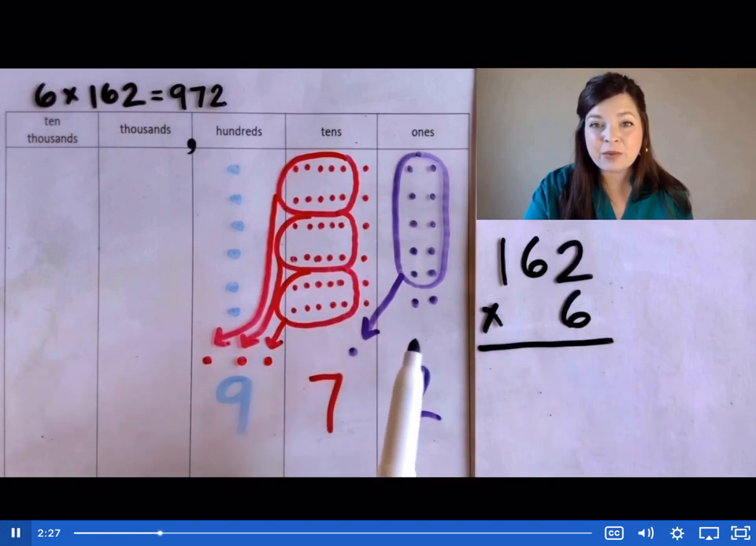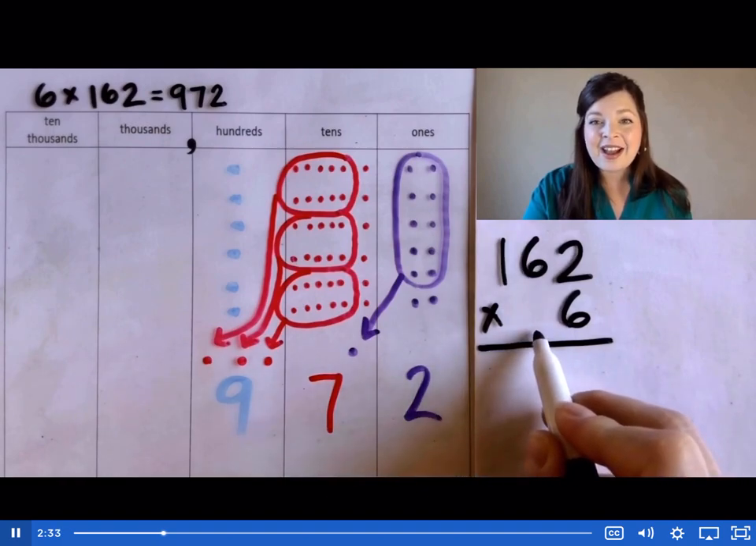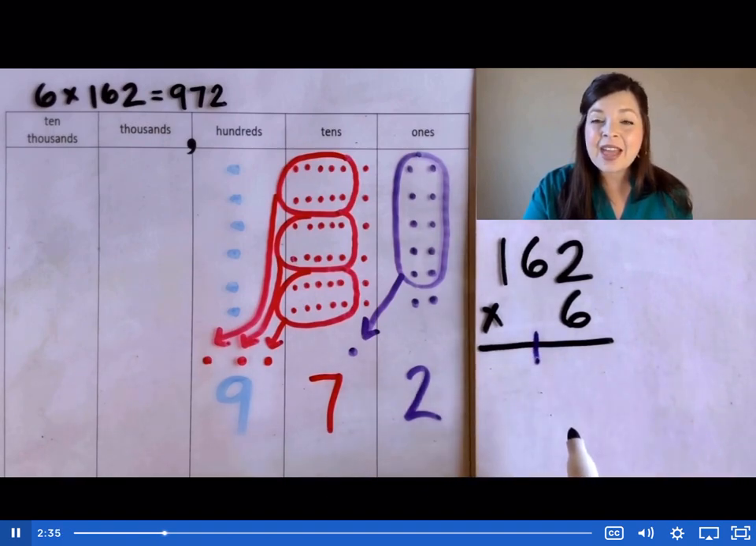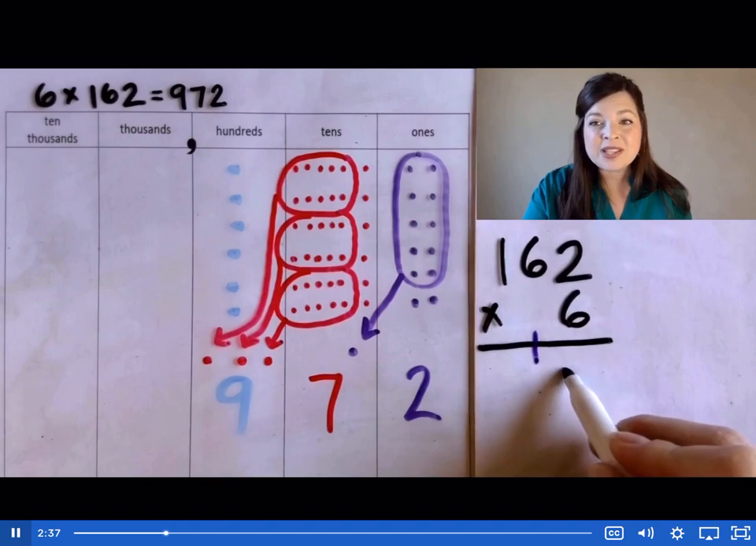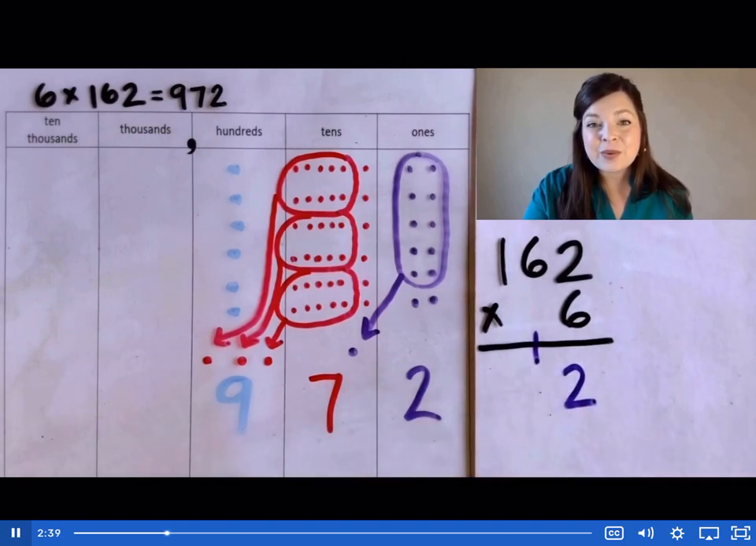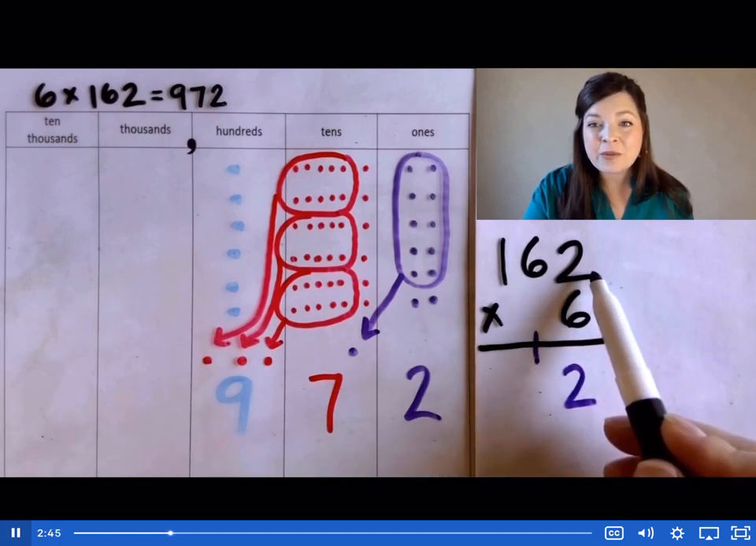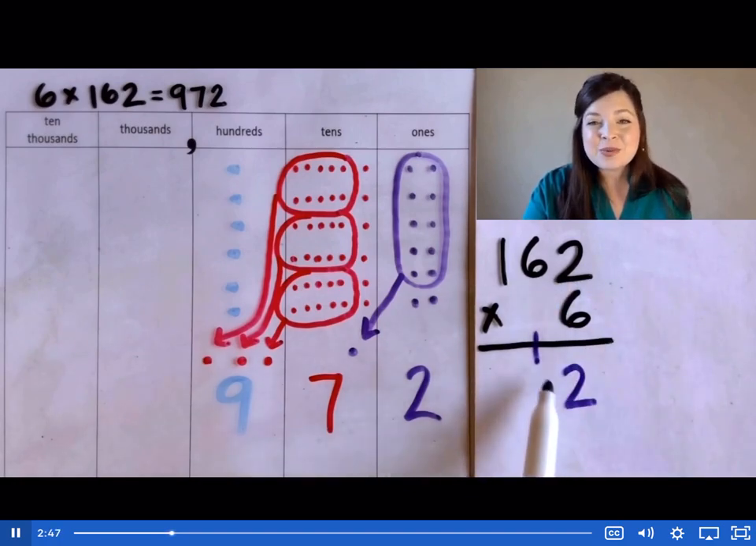Here's how we can record what we just said in the algorithm. We can record the regrouped 10 on the line under the tens column, and the ones we still have in the ones place. Look, we still have the number 12. We said 6 times 2 ones is 12 ones, and we can still see the 12 here.